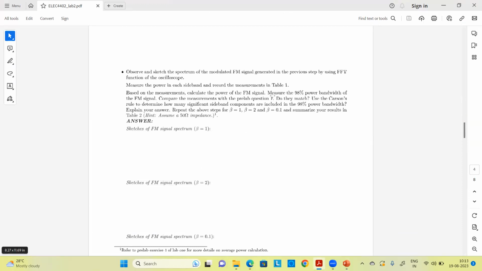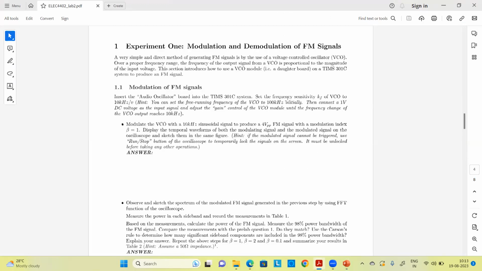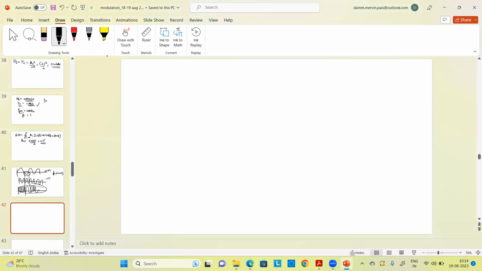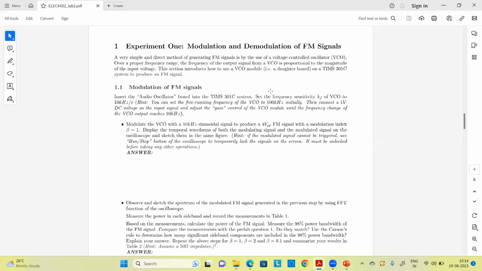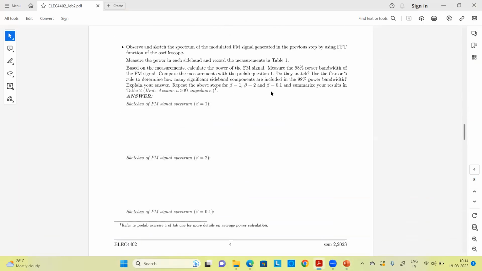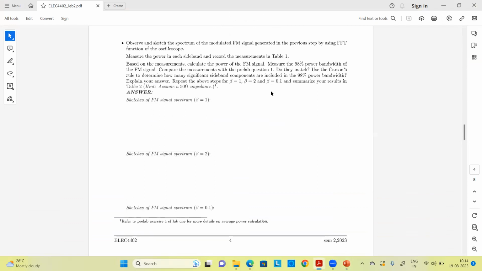It says measure. Please try to understand the concept properly, what it's telling, so that you get it very well. Measure the 98% power bandwidth. That means the bandwidth to measure. You will do this numerically in terms of the experiment, but we'll try to show it to you in theory. And then they're telling you to find out how many significant sideband components.